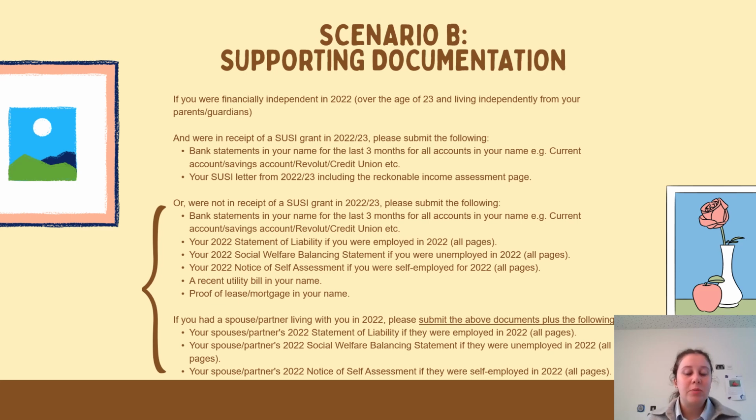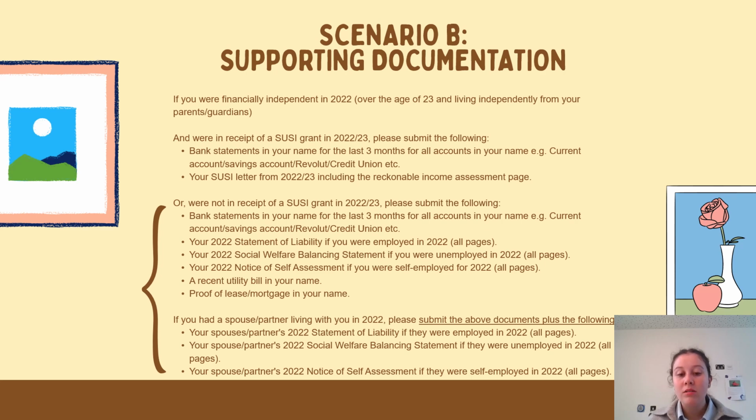If you were financially independent in 2022 and were not on a SUSI grant for 22-23, I still want your 3 months bank statements. I want your financial documentation, whether that be you were employed, on social welfare, or self-employed. I will also need a recent utility bill from you and proof of lease or mortgage from you, both of those 2 things in your name, so that you can show me that you were living independently in 2022.